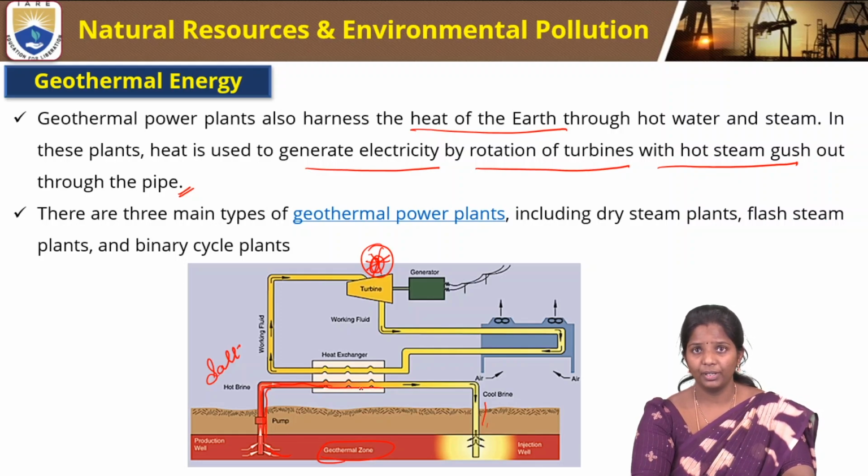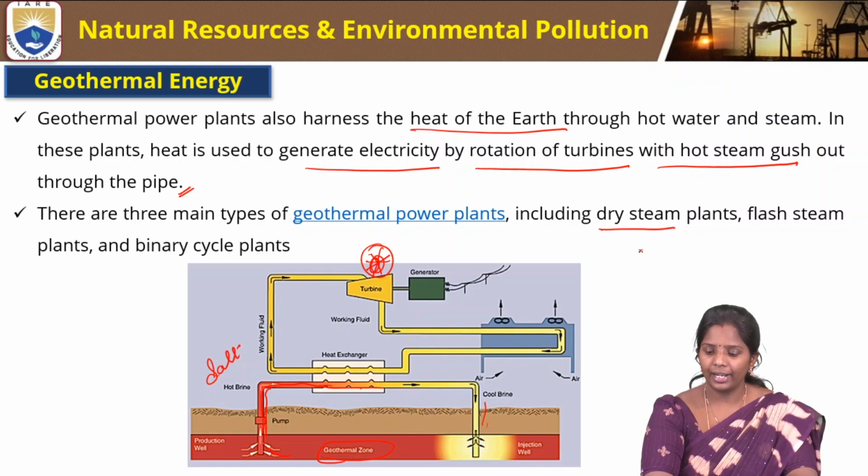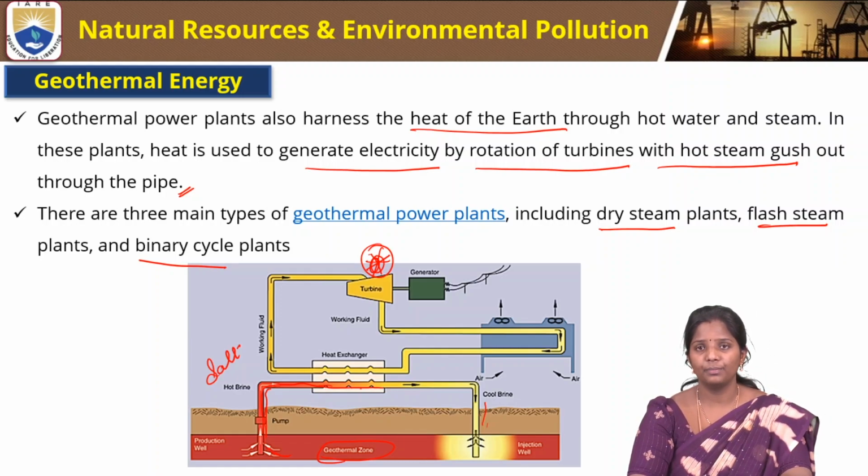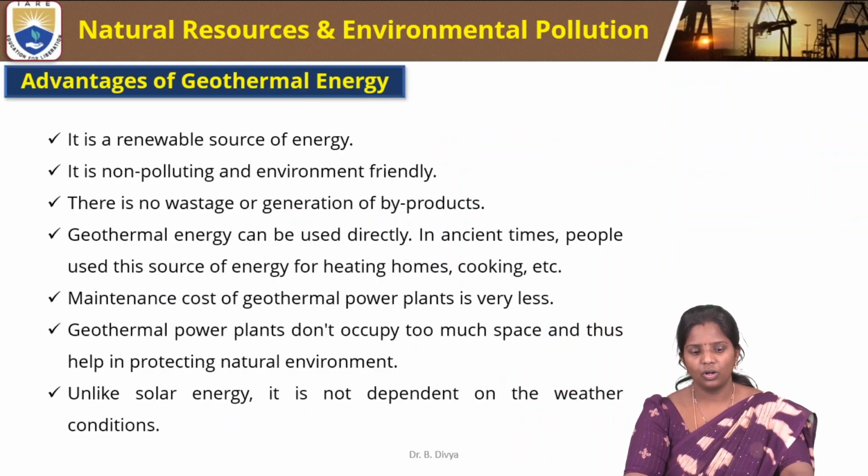There are three main types of geothermal power plants. That is dry steam, flash steam, and binary cycle plants. So these are the different types of geothermal power plants. So what are the advantages that are available?